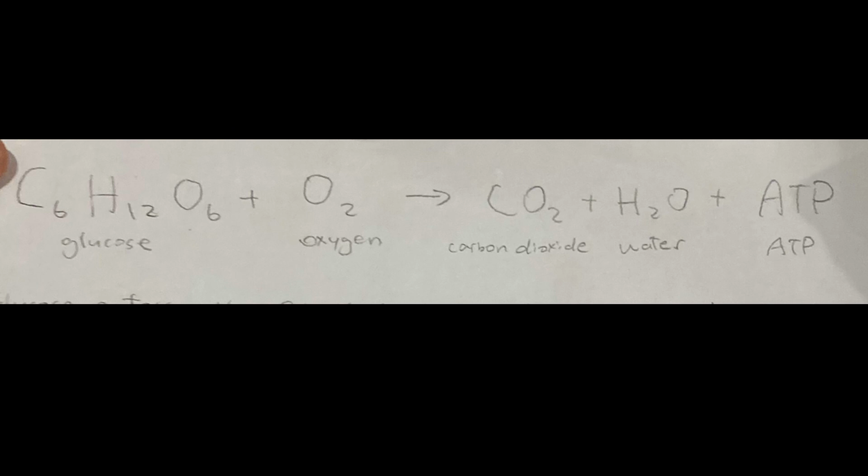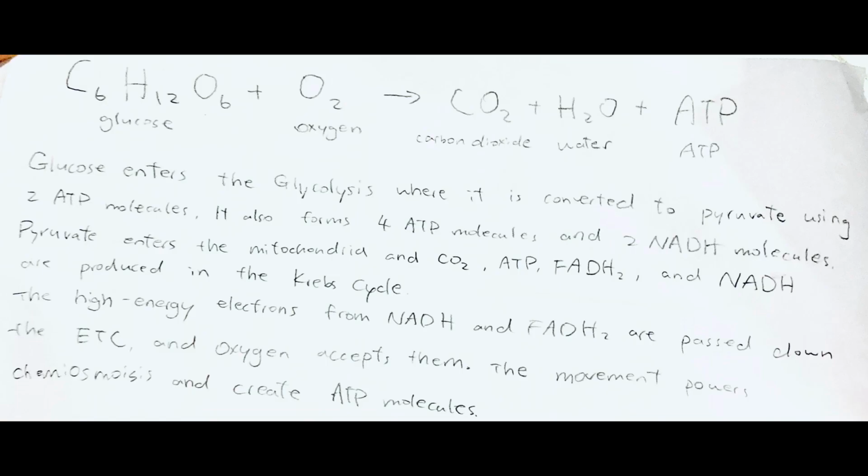Cellular respiration. During cellular respiration, glucose and oxygen are converted into carbon dioxide, water, and ATP. In cellular respiration, glucose enters glycolysis, where it is converted to pyruvic acid using 2 ATP molecules. It also forms 4 ATP molecules and 2 NADPH molecules. Pyruvate enters the mitochondria and releases CO2. ATP, FADH2, and NADH are produced in the Krebs cycle.